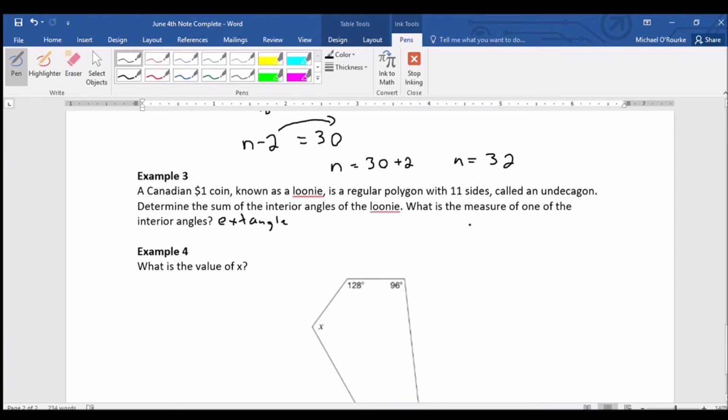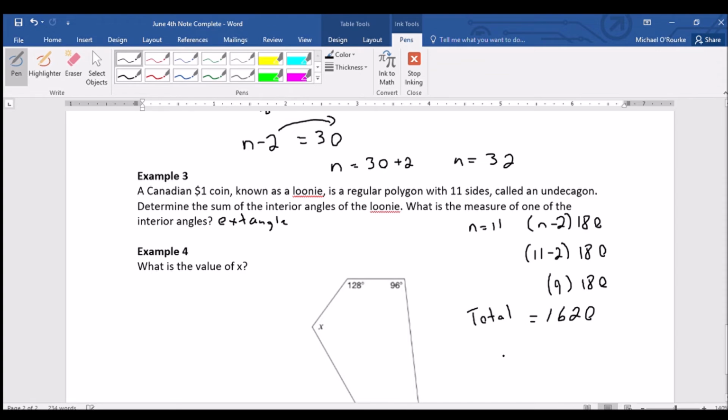So 11 sides, so that's my n number. N equals 11. So let's use our formula: n minus 2 times 180. So 11 minus 2, times 180. So it's going to be 9 times 180. So there's 9 triangles within that shape. 9 times 180 is 1620. Now that's the total.